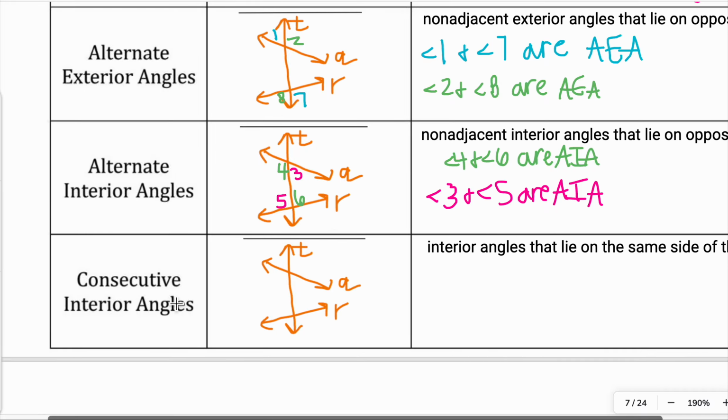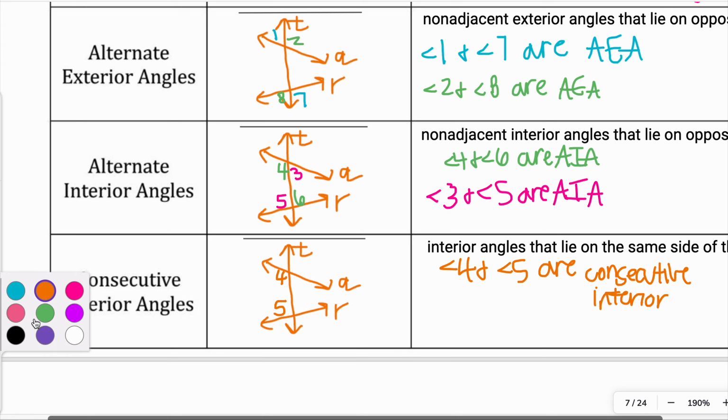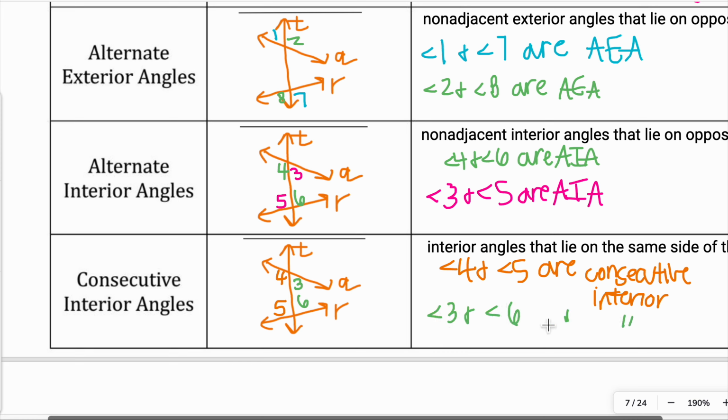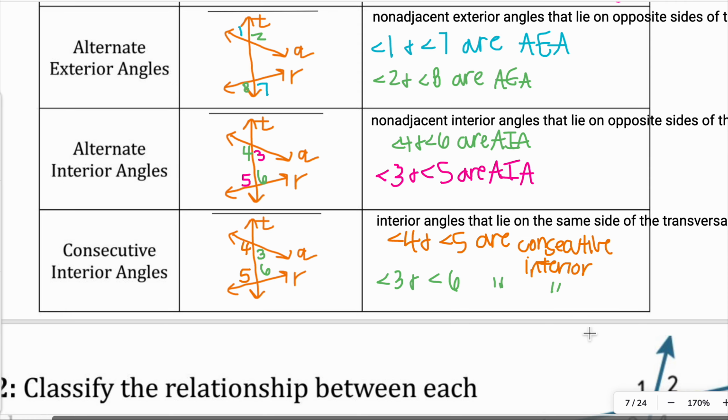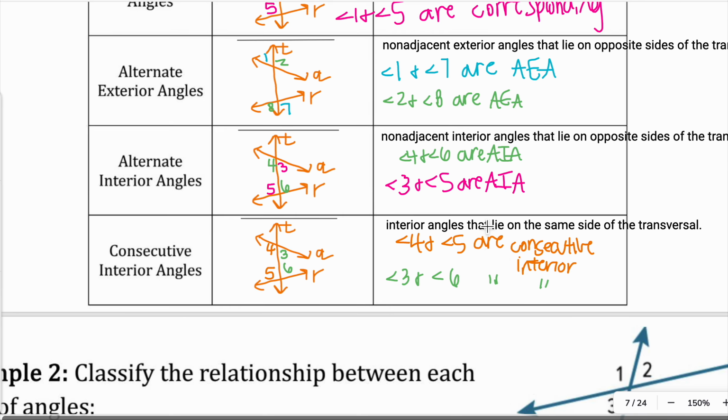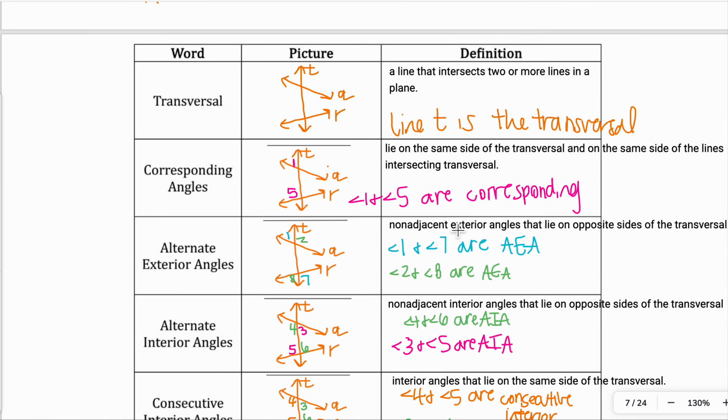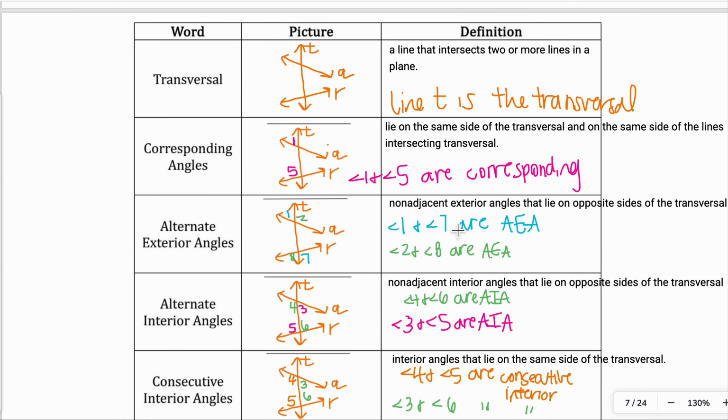And then consecutive interior angles. Again, color coding here. 4 and 5 are consecutive interior. And 3 and 6. I'm going to just do ditto marks here. Okay, so that is going to tell us a little bit about all the angles we're going to see today. We're going to practice that. So just make sure you have this part filled in on your notes. And let's go ahead and get going.